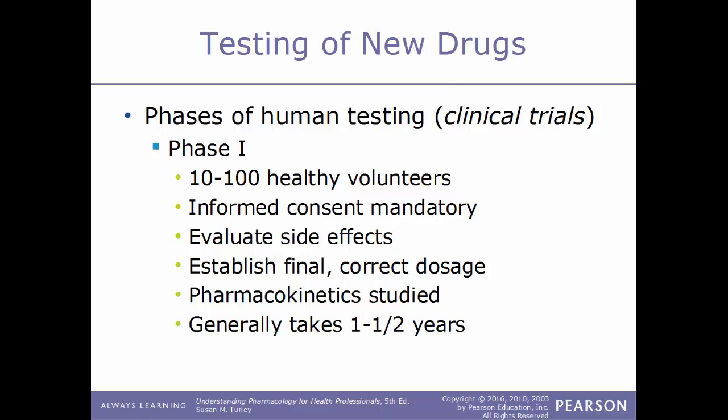The first one, phase 1, this will be done on anywhere between 10 to 100 healthy volunteers, and it is mandatory that they have informed consent. In this phase of the trials, you're looking to evaluate any possible side effects, to establish the final and the correct dosage for what you're trying to treat. And you also are testing for pharmacokinetics. How well is this drug being absorbed and distributed and metabolized throughout the body? And this phase of the trials will take between 1 to 1.5 years.